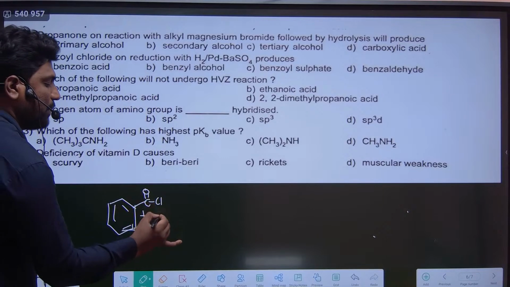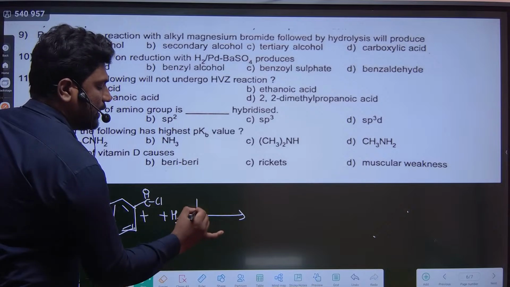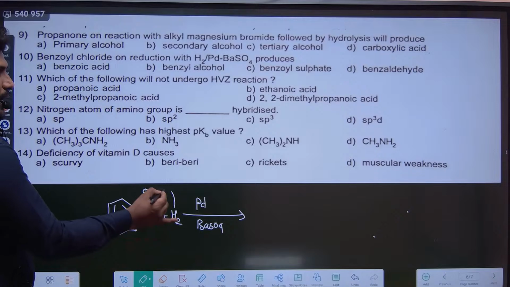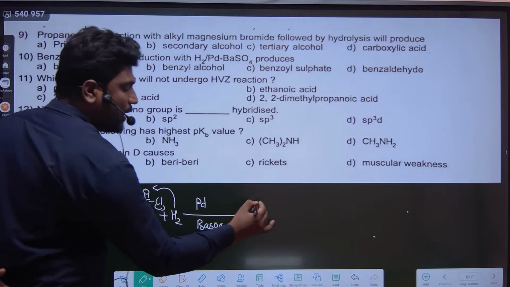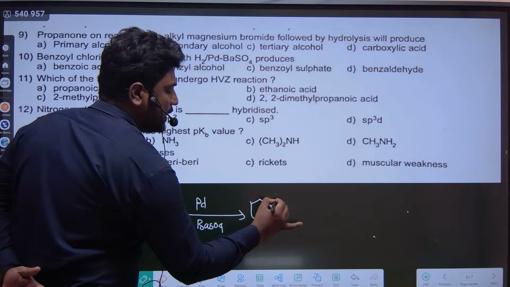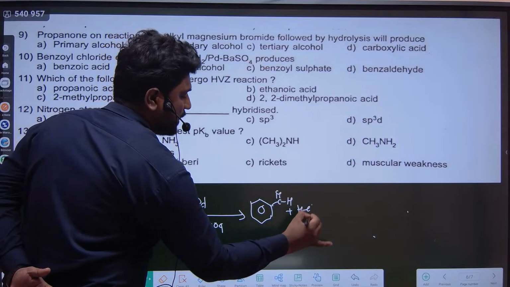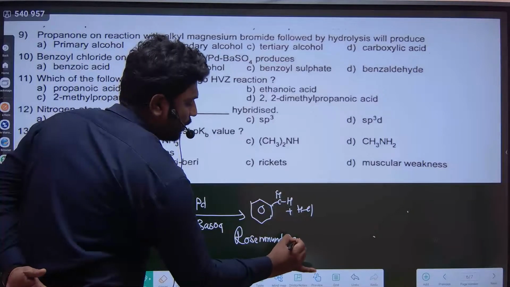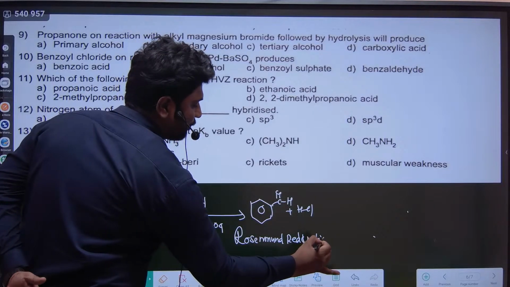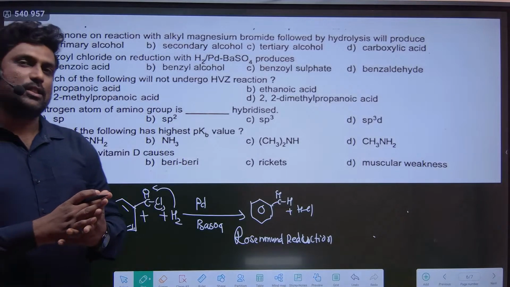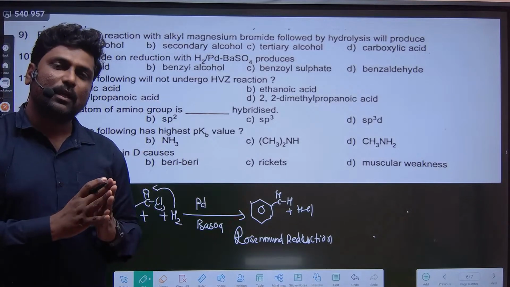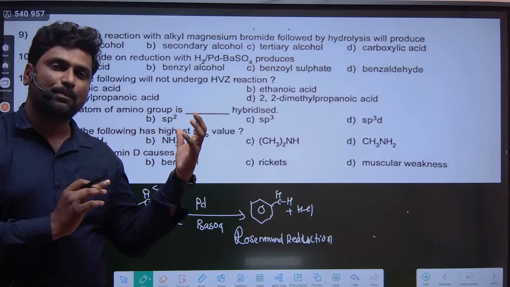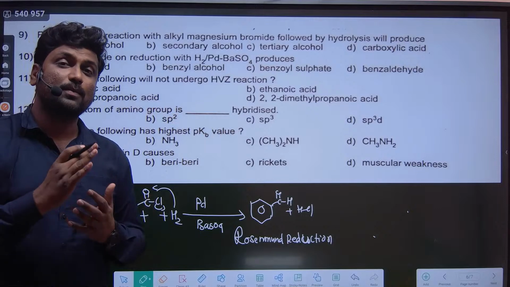This is benzoyl chloride passed with hydrogen gas in the presence of the catalyst palladium supported by barium sulfate. It undergoes reduction, addition of hydrogen, removal of chlorine. So what happens here? We will get benzaldehyde with HCl, and it is an example of Rosenmund reduction reaction. Rosenmund reduction is only applicable for acid chlorides which are treated with hydrogen gas in the presence of palladium supported over barium sulfate catalyst.